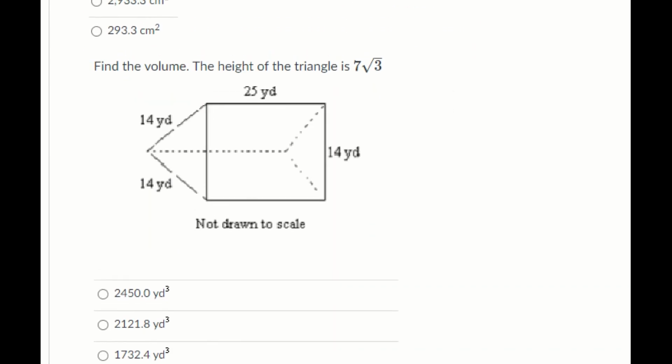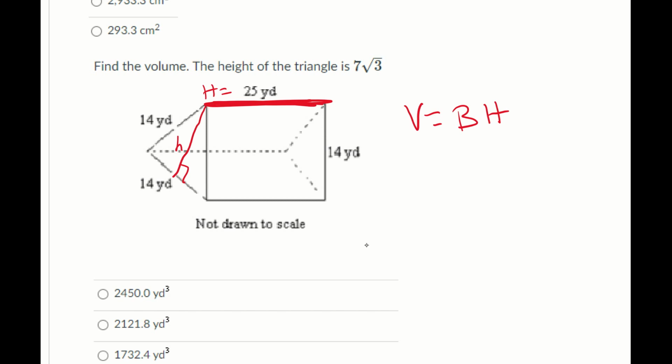Find the volume. The height of the triangle is 7 square root of 3. So this time, instead of doing surface area, we're considering the volume. We still need to know the area for the volume. So the volume of a prism is capital B times capital H. The capital H here is the 25. That's the height of that prism if you were to stand it straight up, or the depth of the prism, I guess you could say.